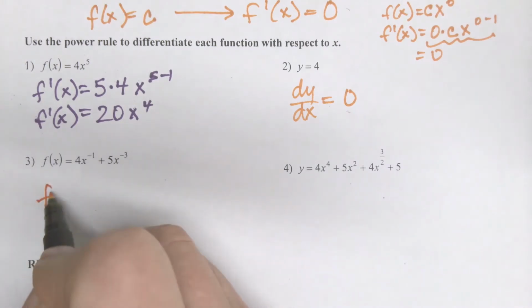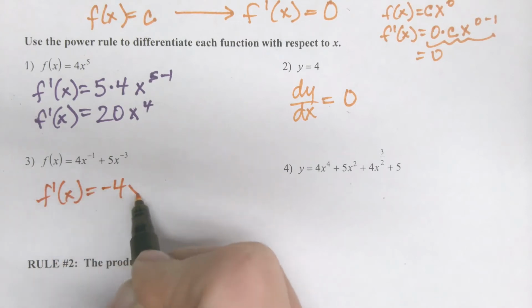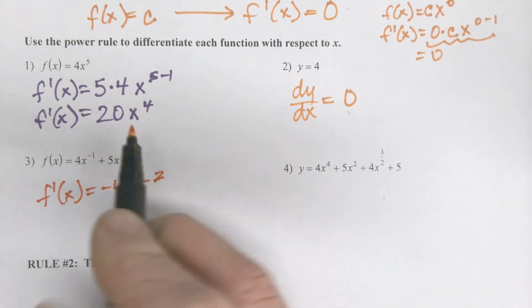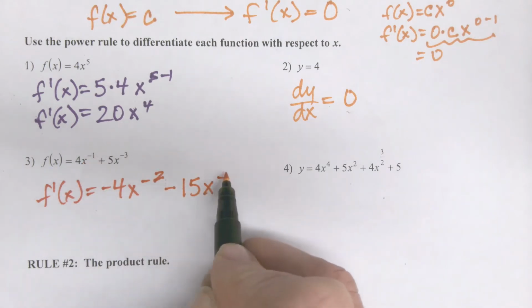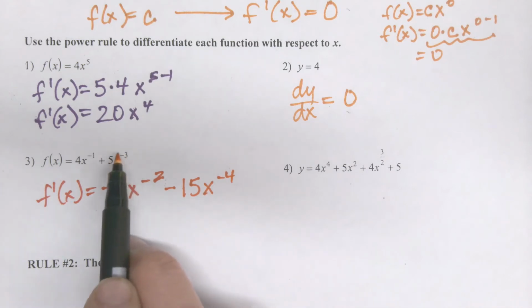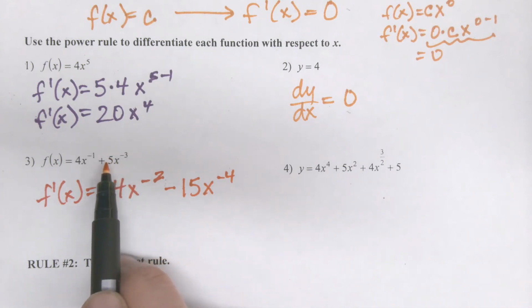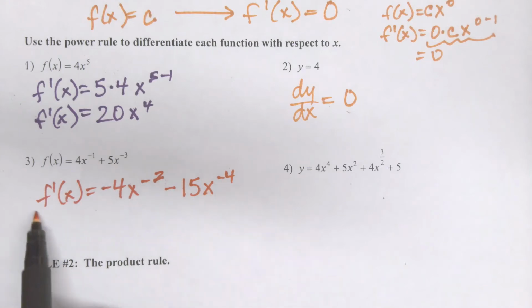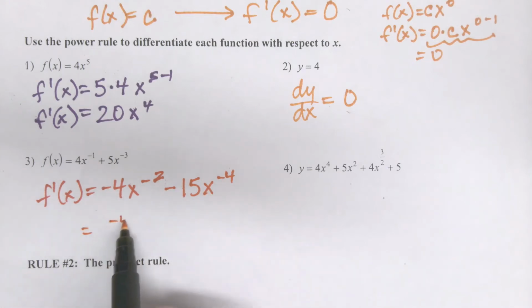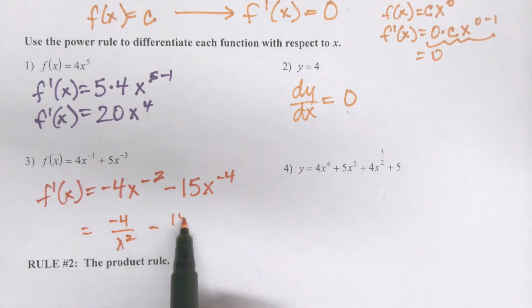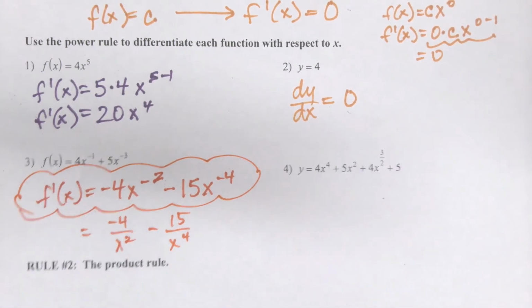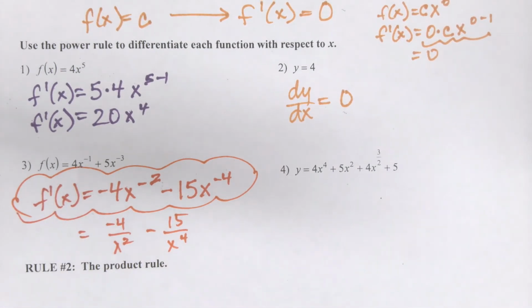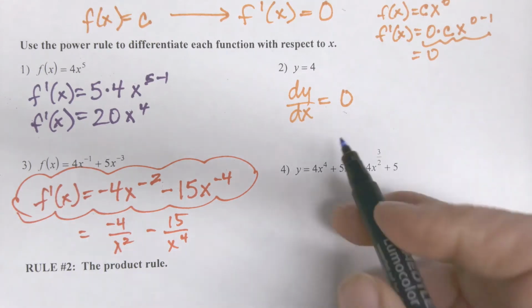So for number 3, f prime of x is negative 4x to the negative second, because that would be negative 1 minus 1, minus 15x to the negative 4th. Again, that would be negative 3 minus 1. So negative 3 times 5 is negative 15, x to the negative 4th. You could write this as negative 4 over x squared minus 15 over x to the 4th, but most of the time I'd leave it in this form. That would be my final answer. And for these, when we're working on these, you don't need to simplify them at all. You probably heard me mention that in class.